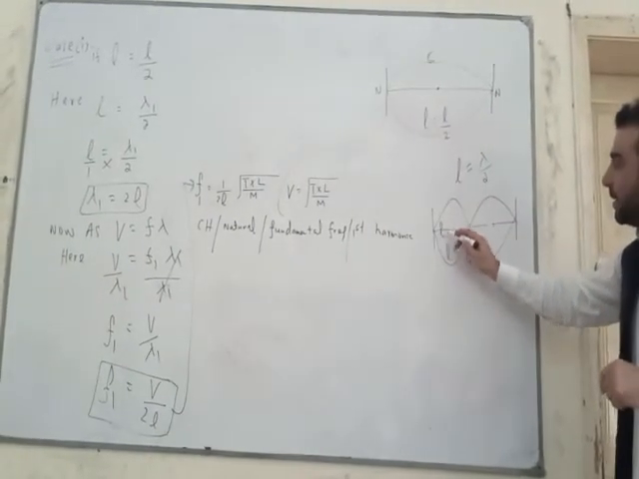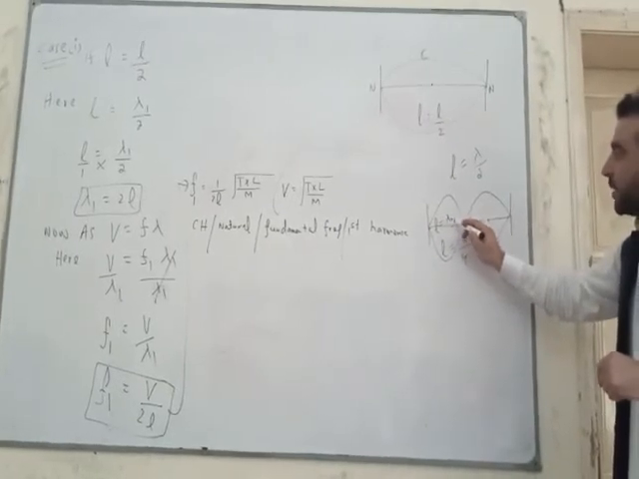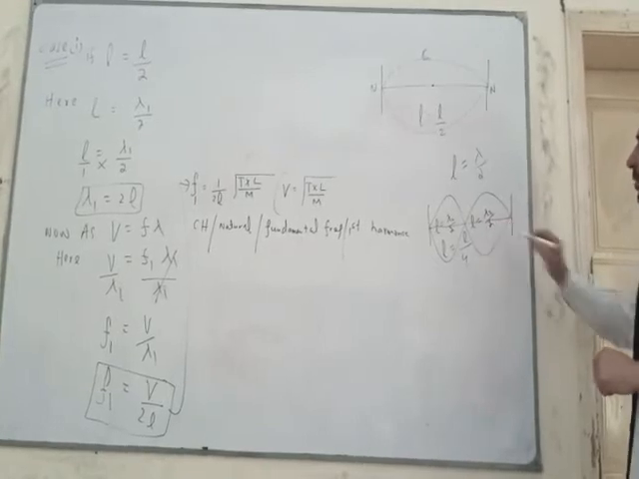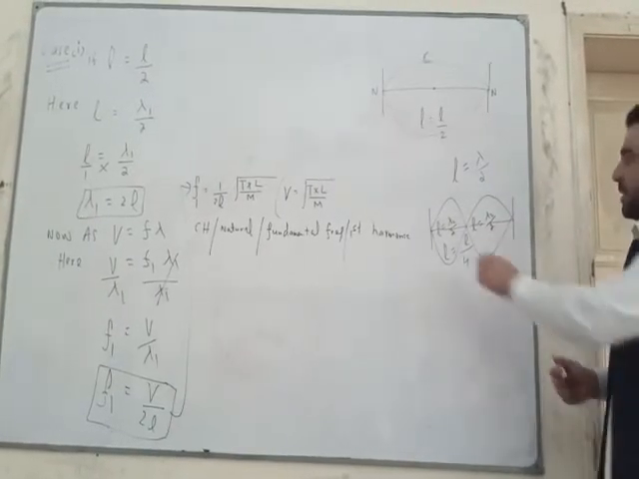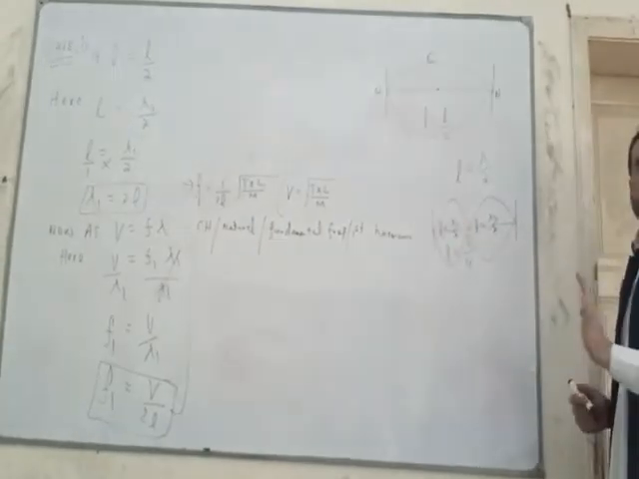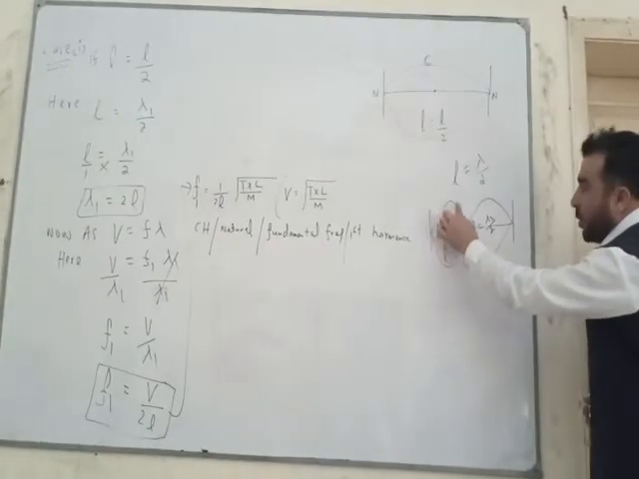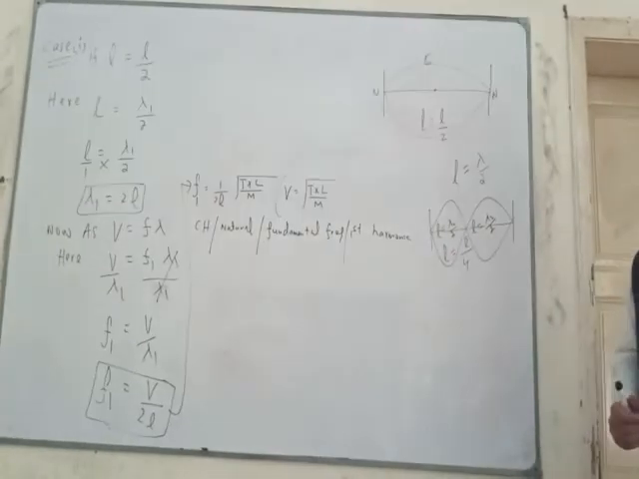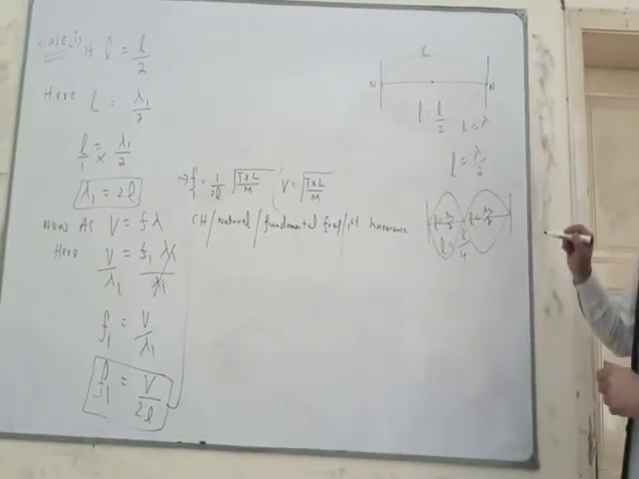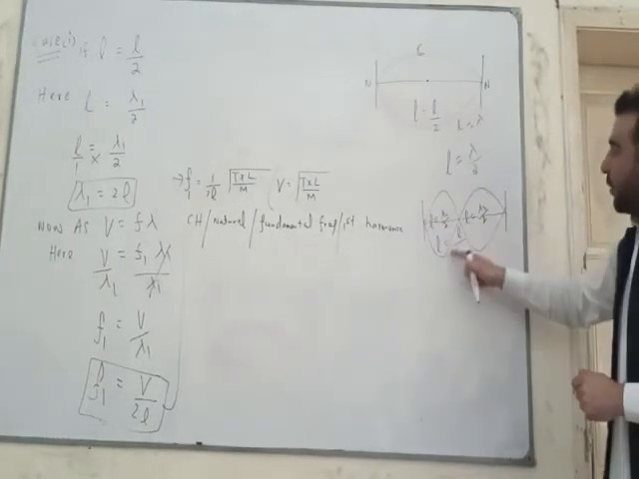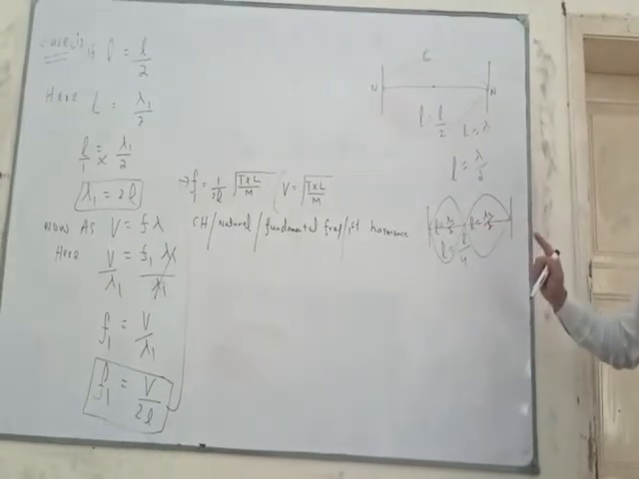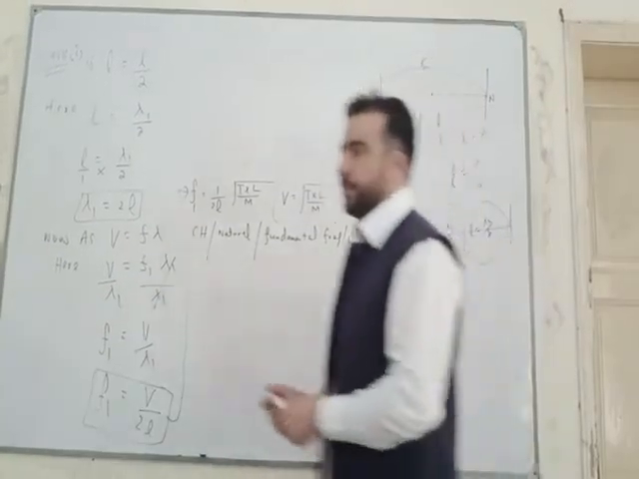Here the length will be lambda by 2. And here the length is again lambda by 2, because here you see a single loop. This is a single loop, and a single loop is actually half of a wave. Length of a complete wave is lambda, so length of half wave is lambda by 2. So lambda by 2 and lambda by 2. So what will be the total length?